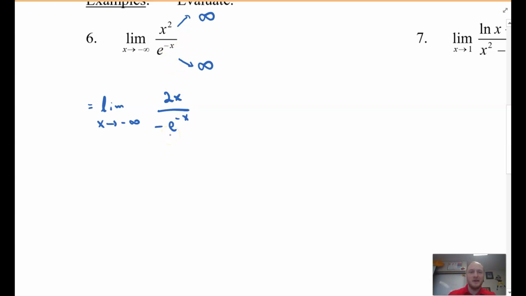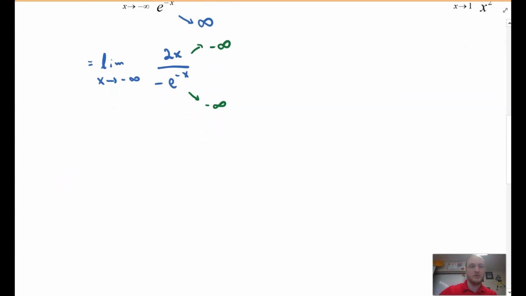Okay, so derivative of the top, 2x. Now derivative of the bottom, derivative of e to the x is e to the x, but then we have a chain rule. Okay, there we go. Now I'll switch to green. If I plug in negative infinity, now it's negative infinity. And if I plug in negative infinity down here, we get negative e to positive infinity, which again is negative infinity. Hey, indeterminate. Okay, why are you freaking out? Sure, just do L'Hopital again. Oh, I can do that?